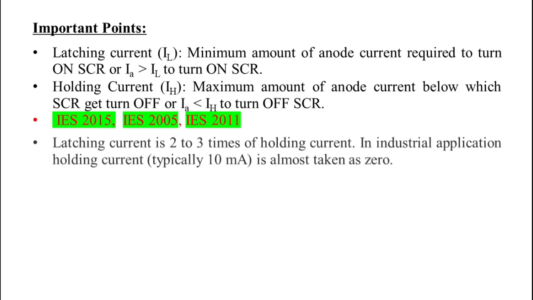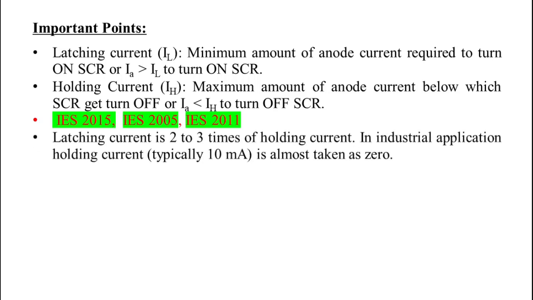Next very important point is latching current is greater than holding current, and latching current is 2 to 3 times of holding current. In industrial applications, holding current is very small, typically 10 milliampere, that's why it is almost taken as 0. Direct questions have been asked in GATE 2012 and ES 2004 from this concept.